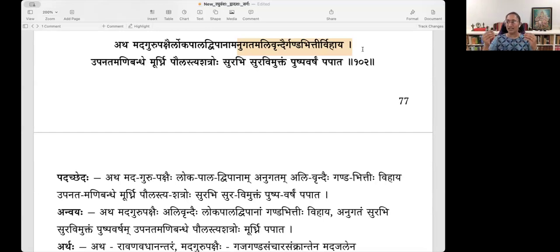Usually they are very soft and very light wings. If you put on some honey, you make honey traps for mosquitoes or bees and all that, right? It makes their wings so heavy that it is difficult for them to get out of that trap. So tatha atrapi mada jalena guru pakshaihi, their wings are very heavy because of the mada jalam. And where is this mada jalam?